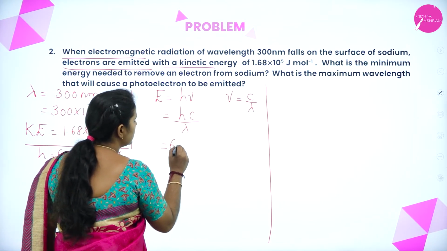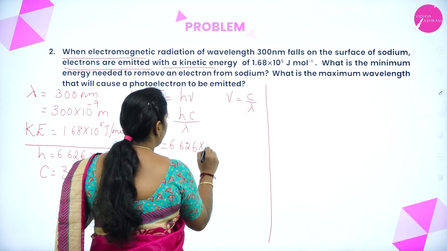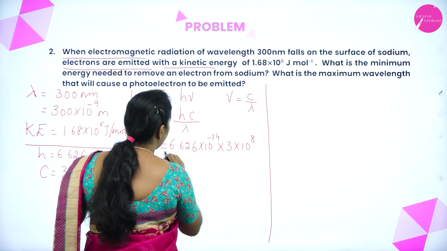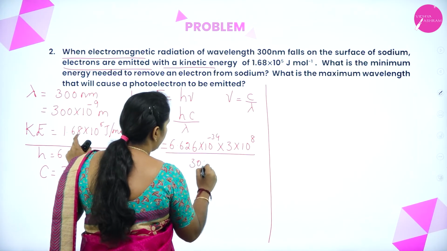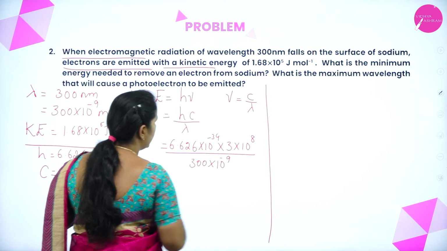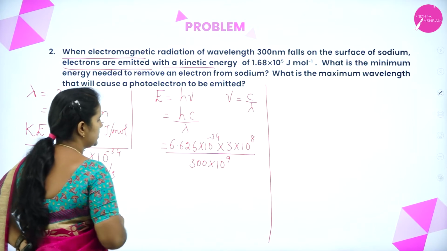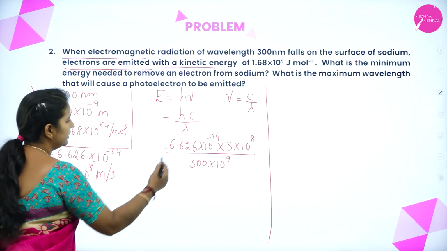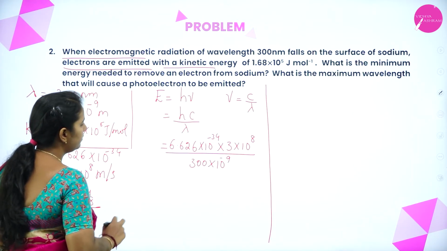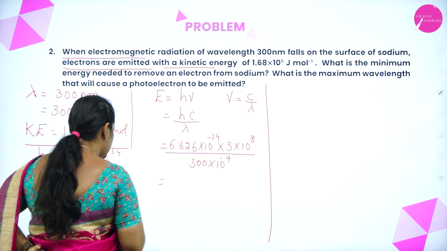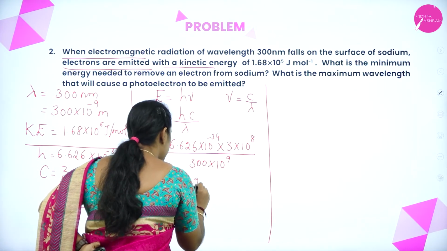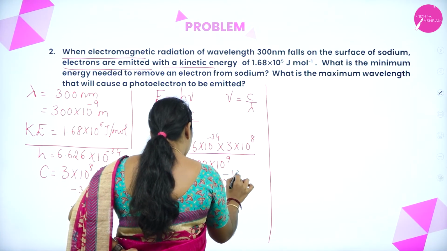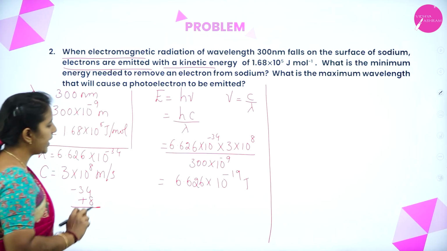So substitute this value: 6.626 into 10 power of minus 34 into 3 into 10 power of 8 divided by 300 into 10 power of minus 9. First solve these two, that is minus 34 plus 8. After that, add the plus 9. So how much will you get as the answer? You will get 6.626 into 10 power of minus 19 joules.